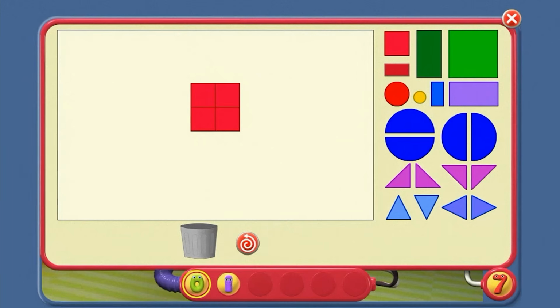Can we make a bigger square with little squares? Not with 5 squares, nor 6, nor 7, nor even 8 little squares. But maybe with 9. Yes, 9 is another number for making squares.